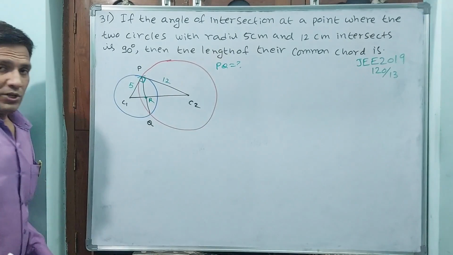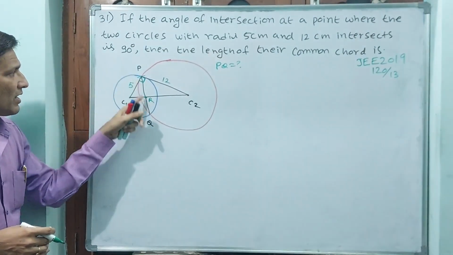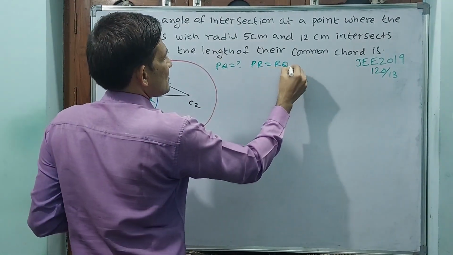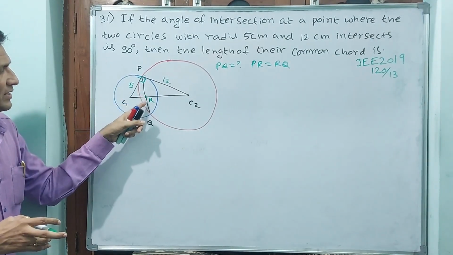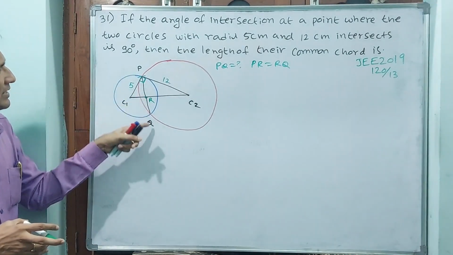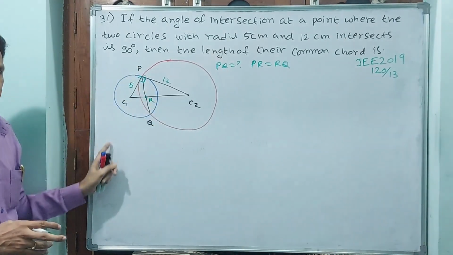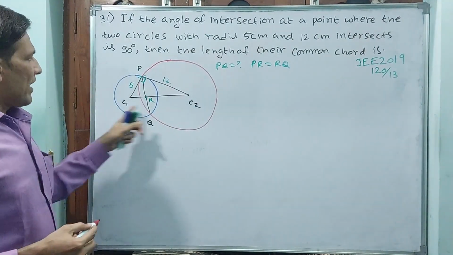P to Q. What do we do? We will find P to R and multiply with 2. PQ is equal to 2 times PR. If you are able to find PR, then automatically if you multiply by 2, PQ will come. That is going to be your common chord. This point to this point is 90 degrees. That's all. Now see, first of all, find C1C2.